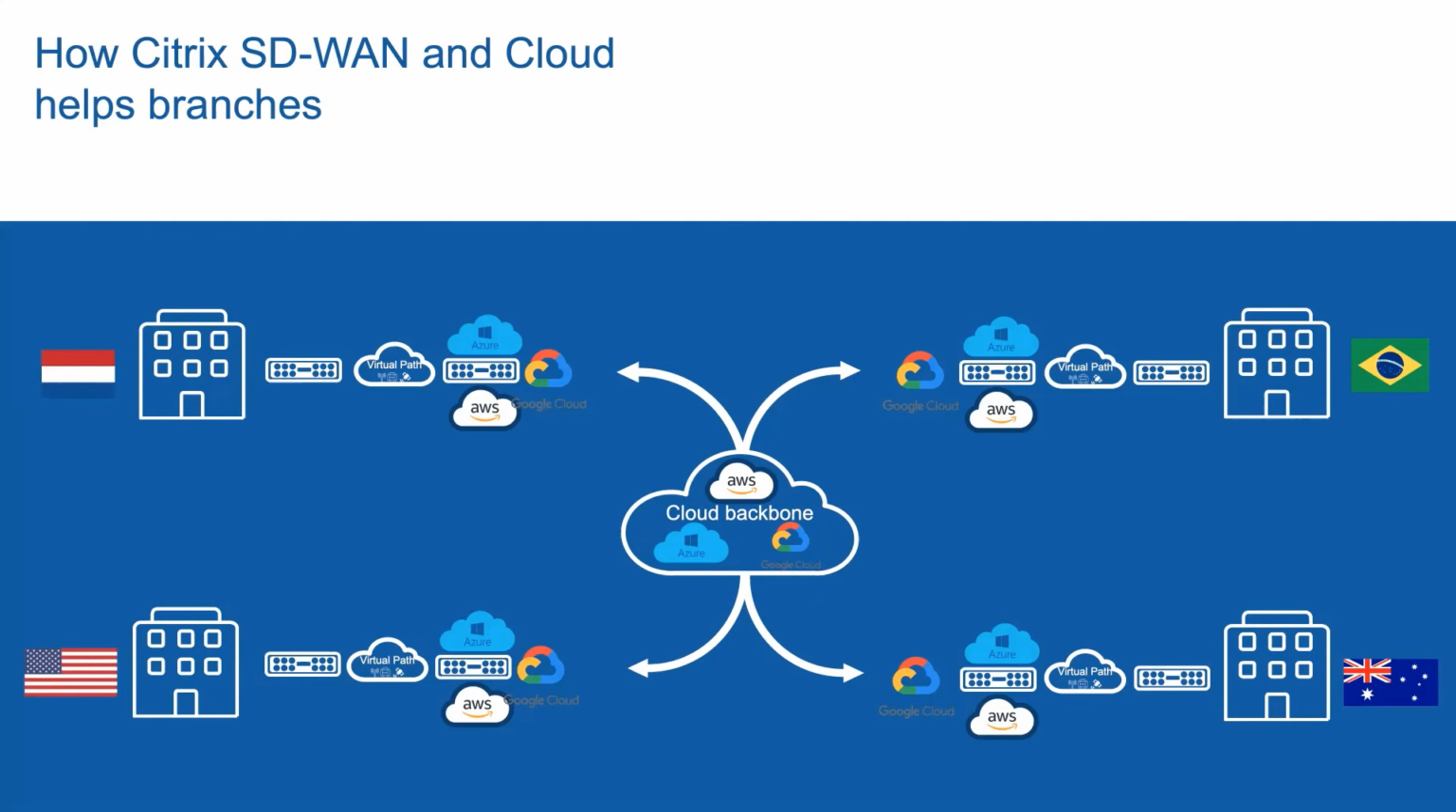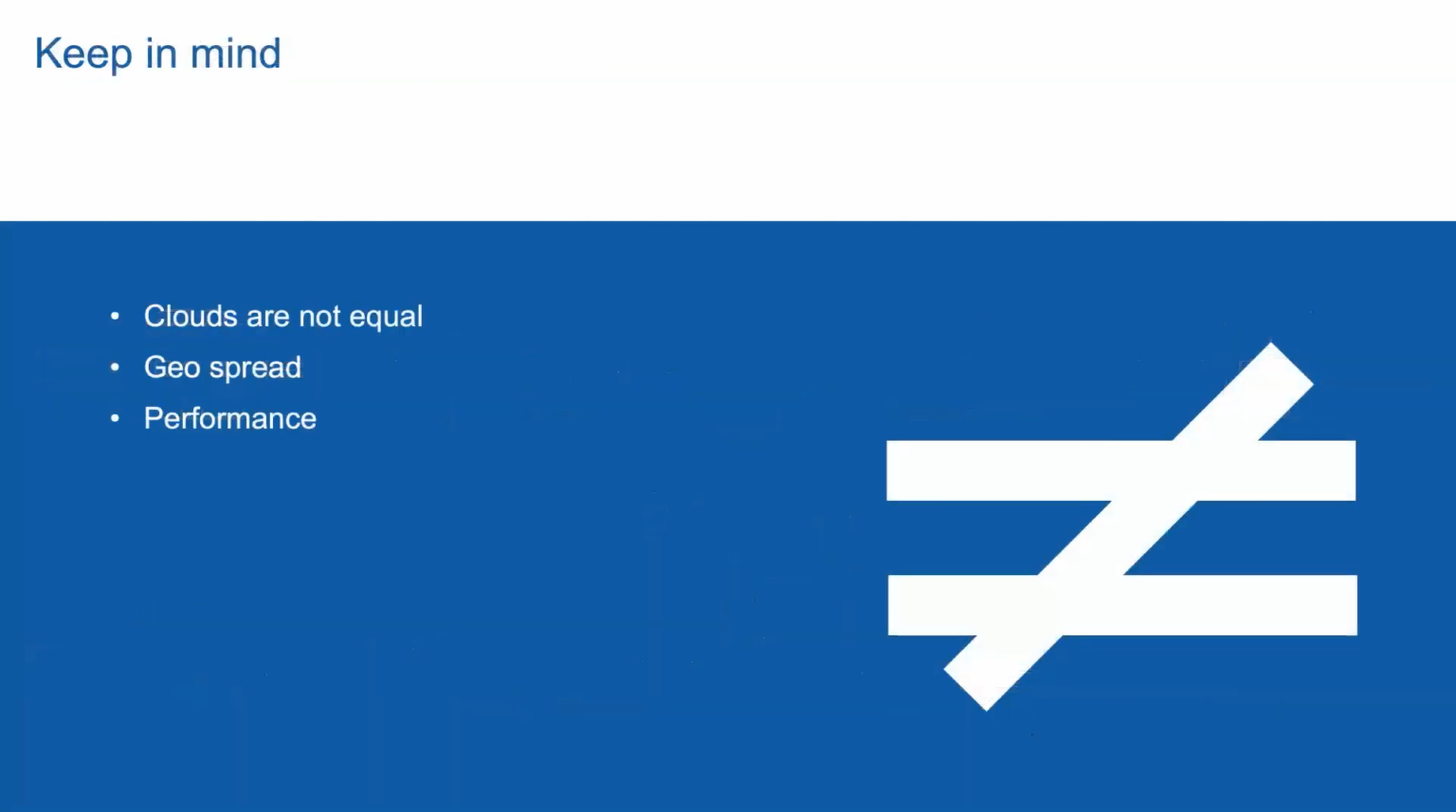So by leveraging this, we can create a really resilient path from our branch to the nearest cloud provider where we have deployed our Citrix SD-WAN appliance, apply quality of service, and then using the cloud backbone go to one of our other branches or data center located on a different continent. Now, if you are using this, then you have to keep in mind that not all clouds are equal, meaning that they all have different opinions on whether or not you can use the backbone, in which amount you can use the backbone, and how they are routing in between different regions. So you have to keep that in mind.